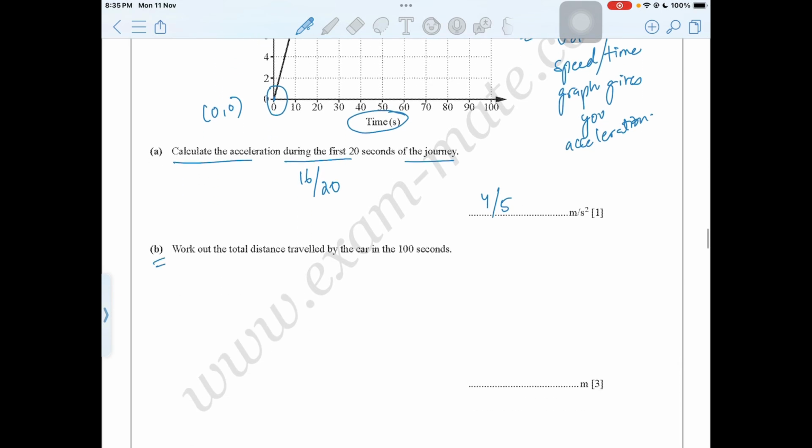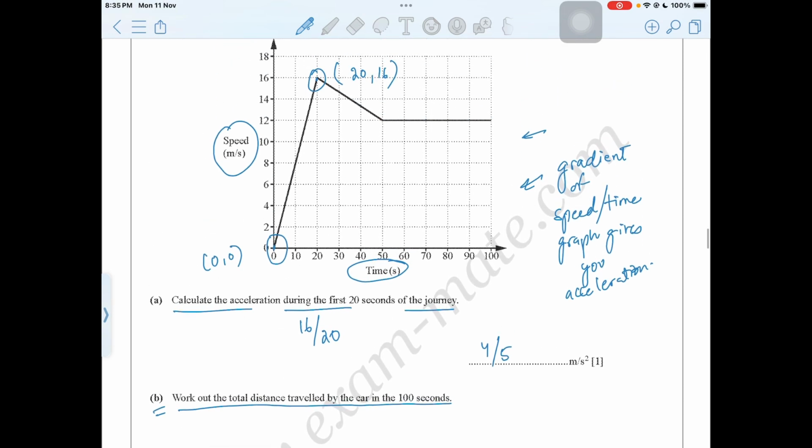Moving on, we have question number 2. Work out the total distance traveled by the car in the 100 seconds. So we need to calculate the distance the car has traveled in 100 seconds. Let's just break this down. This would be a triangle over here, this would be a trapezium, and this would be a rectangle. We are adding all the three areas to get our final distance.